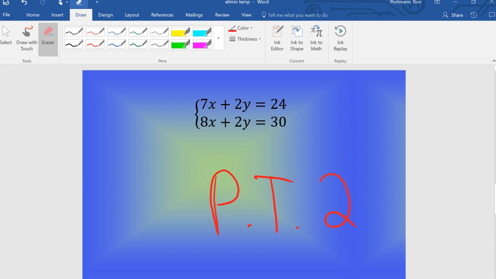What's going on? This is part 2 of the elimination method. Hopefully you tried that last question, this question that's on the screen right here, and I'm just going to go through it and see if you got the right answer. Okay, so here we go. Let me erase this real quick.